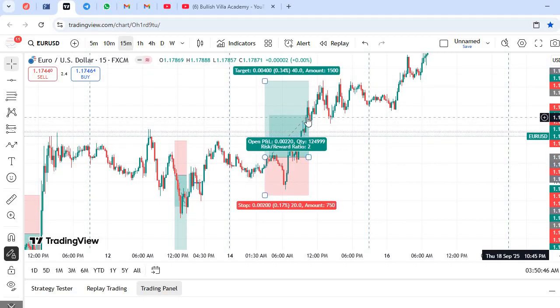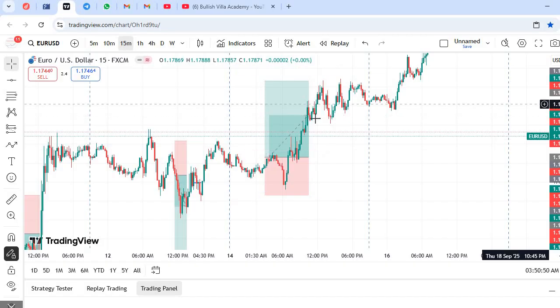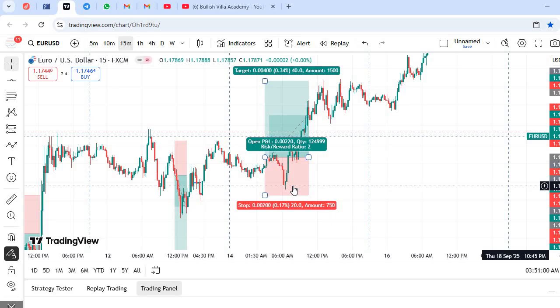So I was still in the trade, thank God. And then it was a win for me on this trade. On this trade I made 2.2R. So that was the trade for the 15th.